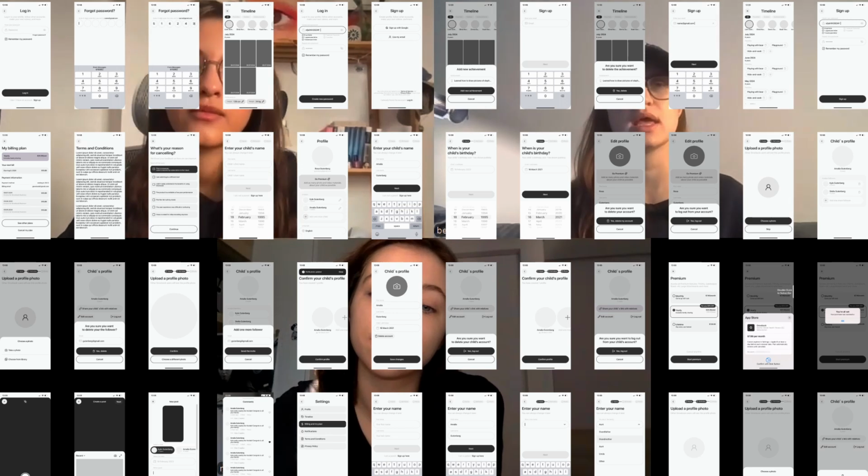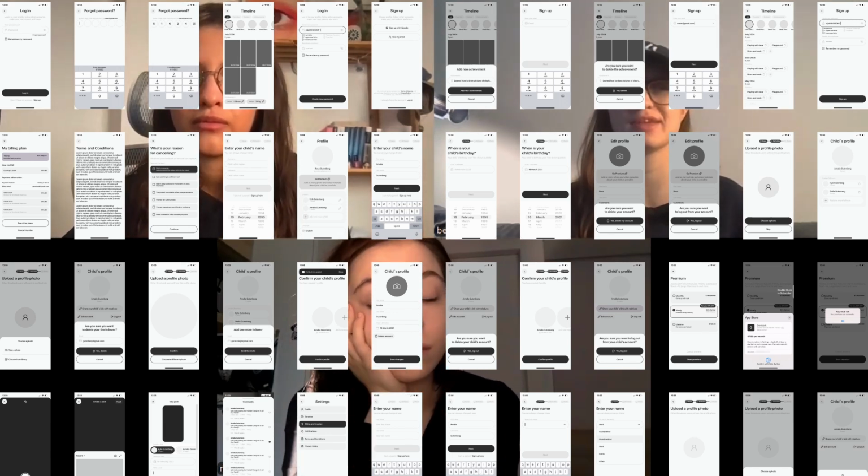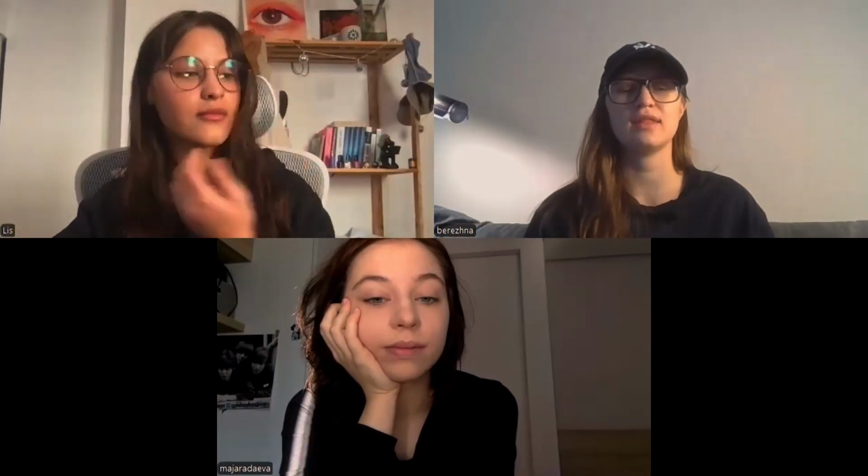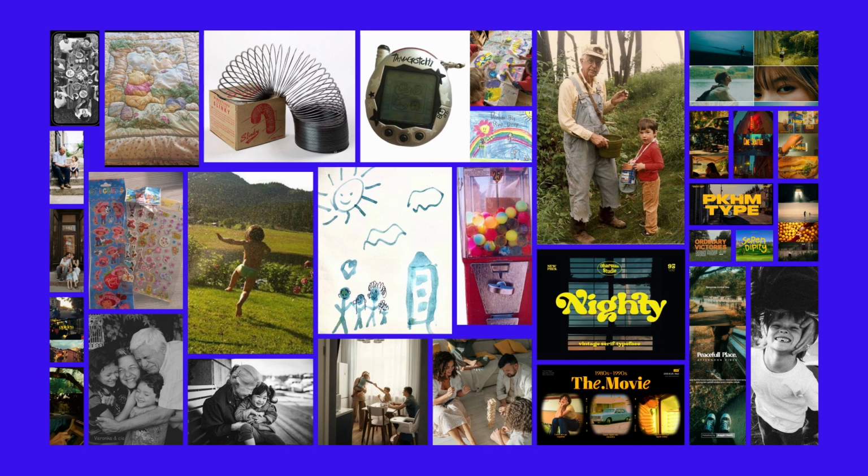Then we did, after analyzing, wireframes and user flow, which is pretty much black and white schemes, pretty boring. You can check this out on the picture. And then we had references and mood boards.